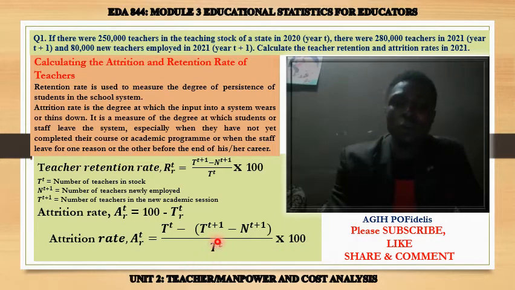Take it this way. We first of all subtract the newly employed teachers from the total number of teachers in the new academic year, and then we subtract the result from the number of teachers in stock, and then divide it by the number of teachers in stock, multiply it by 100. The formula looks somehow complicated, but when we start calculating, I believe you will understand what we are talking about. It's quite simple. Just follow it and you will see that it's very simple to do.